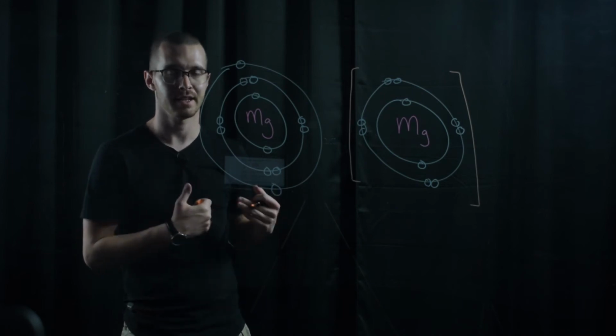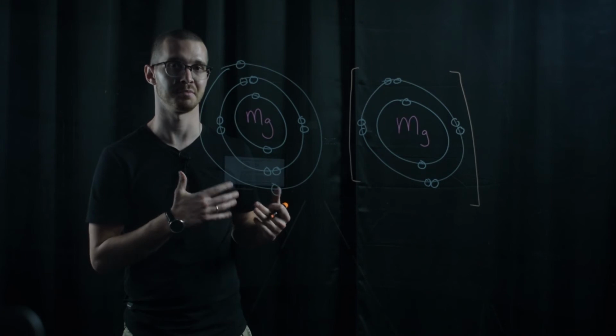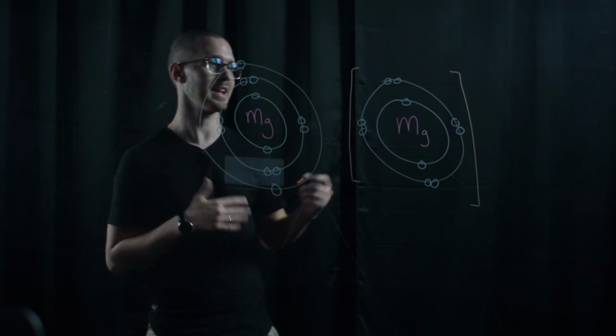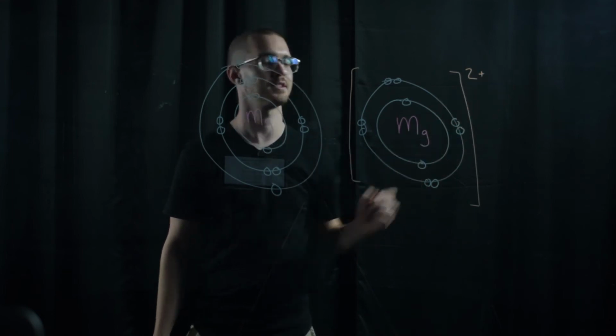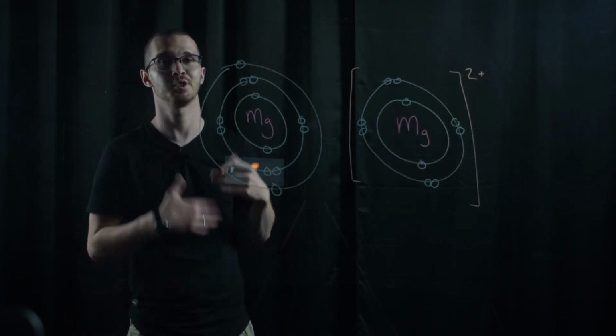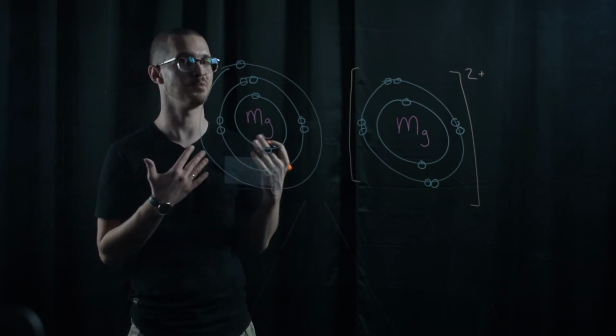Now, it has lost electrons, so it has lost electrical charge, which means it's going to have a positive charge. Remember, this is a cation. So it's going to have a positive charge of 2 plus, because it has lost 2 electrons, so it has 2 more protons than electrons. Now we don't write plus 2, we write 2 plus.